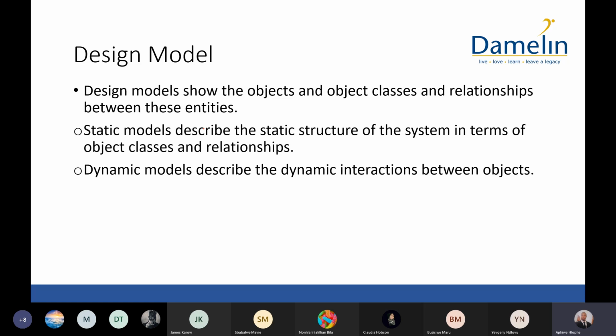So if you picture the diagram I just showed you in the previous slide, it's an example of a static model. Your context diagram is an example of a static model. However, dynamic models describe the dynamic interactions between objects. So your use case diagrams, your state machine diagrams, all of those are dynamic models because they show interaction, the messages being sent between an actor and the system, okay? So we can further categorize our design models into static and dynamic.